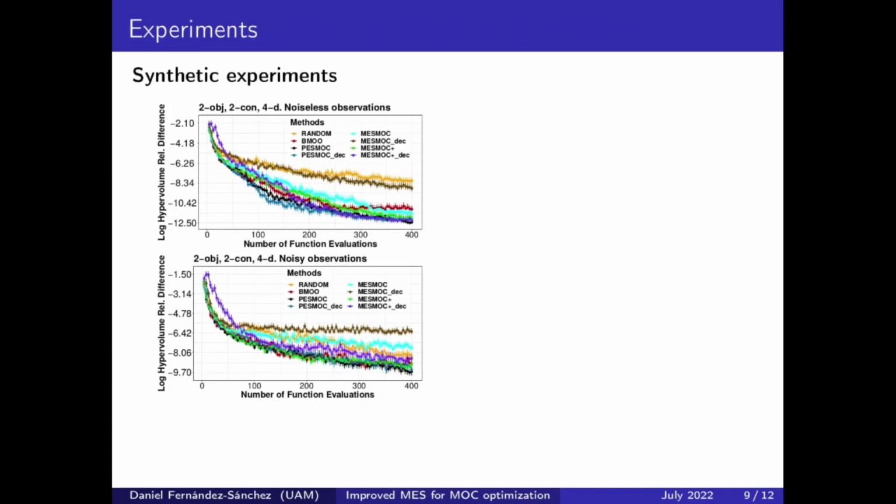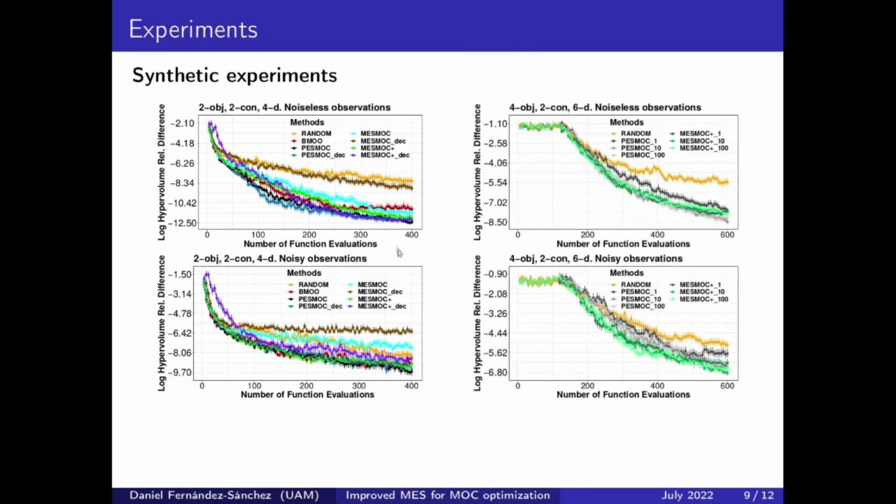We have performed two experiments. The first was a 4-dimensional input synthetic experiment with two objectives and two constraints. Here we display the results. We can see that both in the noisy and in the noiseless cases, MESMOC plus and PESMOC under the decoupled variants achieved the best performance. The second was a robustness experiment with a 6-dimensional input, 4 objectives and 2 constraints.